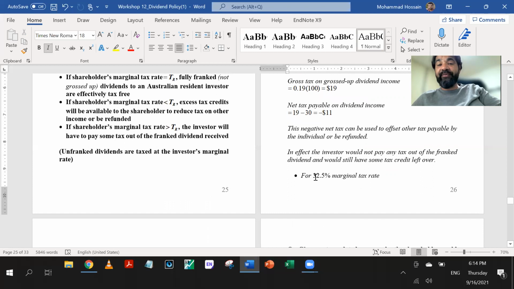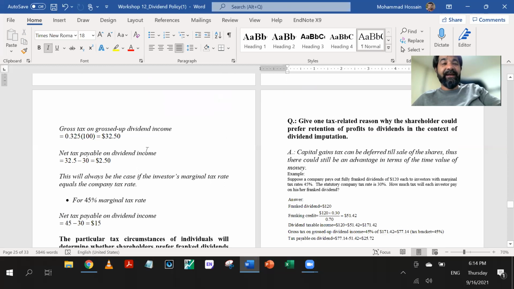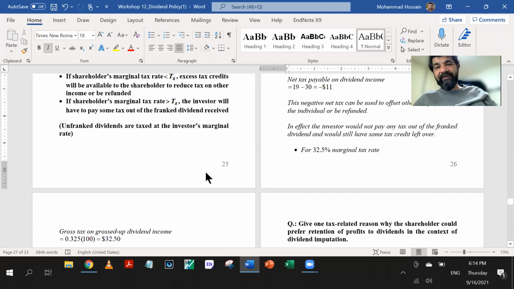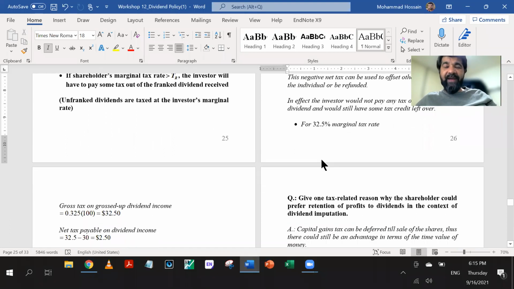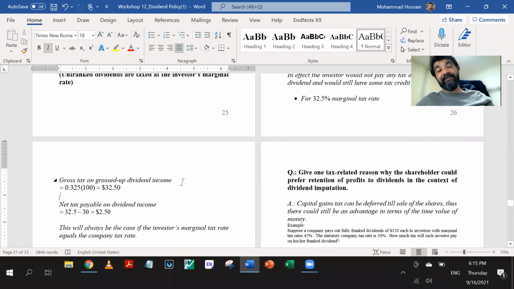But in the same way, consider 32.5%. Okay. So again, you have to add it back. So how much was there for them? It will be 32.5. Okay. 32.5, and 30% they have paid tax. So it will be 2.5. So 100 minus 32.5 will be here. So the tax on the grossed-up income is 32.5%, but the company has paid 30% only. So you have to pay 2.5% back.